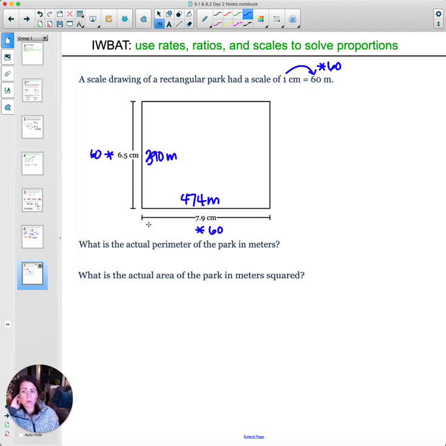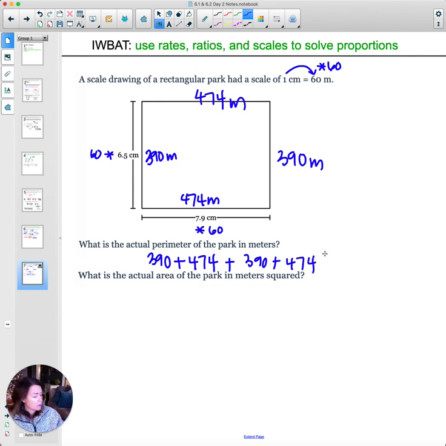So what's the actual perimeter? So remember, perimeter is you add up all the sides. So we've got 390 plus 474 plus this one would be 390 as well, plus this one would be 474 as well. So add those together, and you'd get 1,728 meters for the perimeter.